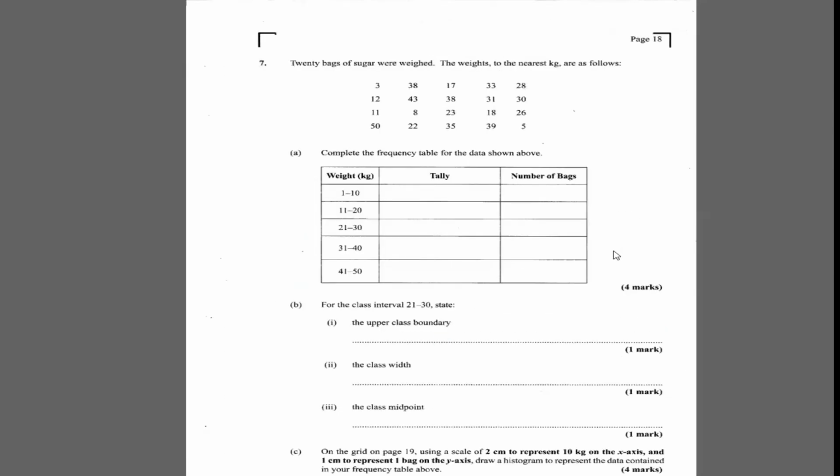Let's look at question 7 now. Question 7 gives us raw data, and it says 20 bags of sugar were weighed. The weights were to the nearest kilogram.